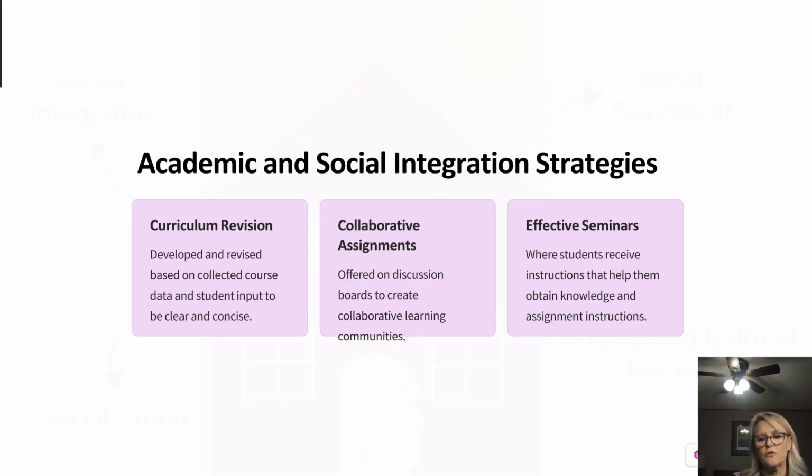Academic and social integration strategies. There's curriculum revision. So what does that mean? Whether you're talking about the student surveys, those outcomes, remember those outcomes. How did the student perform in this? This is developed and revised based on collected course data and student input to be clear and concise. If we're not continually revising our content to meet the needs of the students based on those surveys and outcomes, then we're not truly meeting the students' needs.